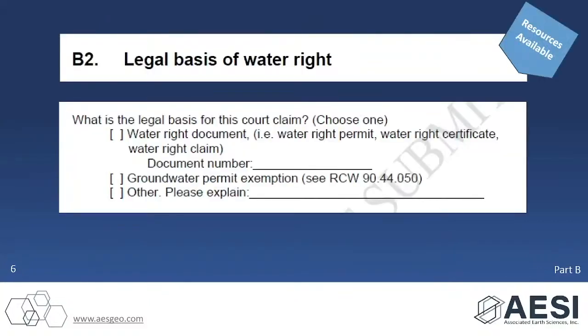What is your legal basis of water? Do you have a water right? Do you have a permit, a claim, a certificate? They're going to ask you for that document number. Do you have permit exempt use? Those ones we just went over. Or do you have other? Do you have an application that didn't move past the application phase? Do you have water use that predates the water code that Bill talked about, but doesn't have a claim? A claim was never filed. In order to get in front of the court to have them look at those water uses, you want to get that information on the form.